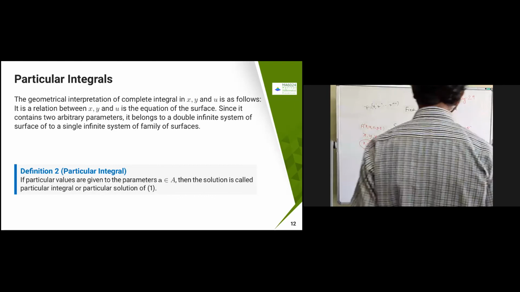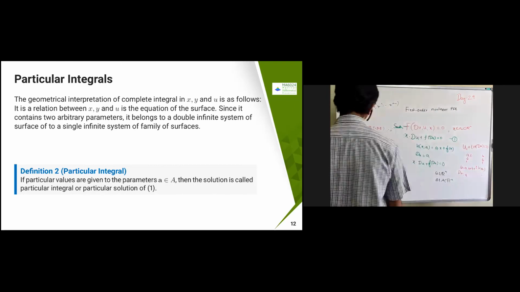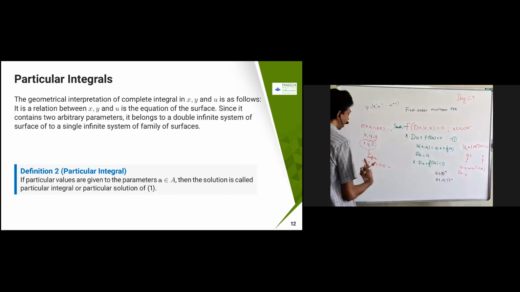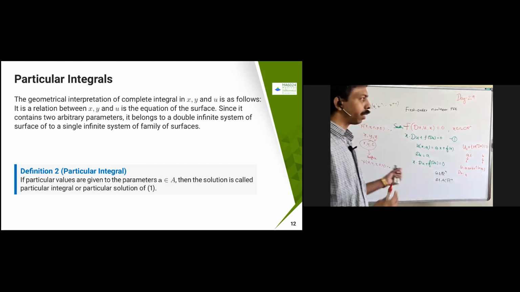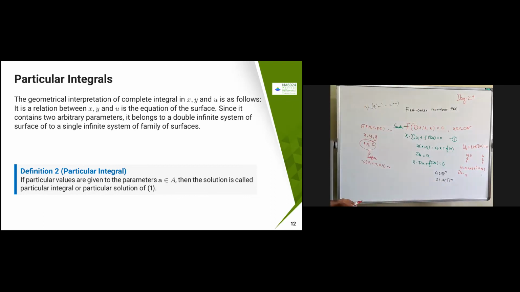Then in this case, what is going to come? This surface is going to generate a double infinite system of surfaces. It is going to generate many such surfaces. This is similar to what we have in the ODE case. If we have an ODE, it is a kind of inverse problem, therefore you are going to have an infinite number of solutions.